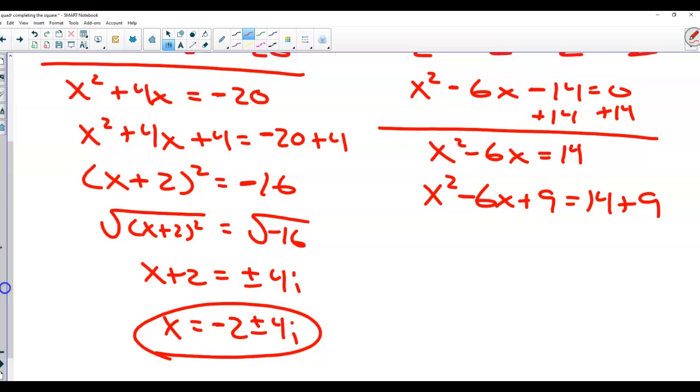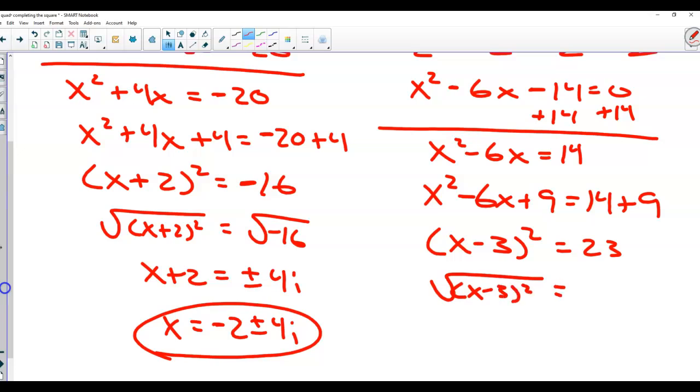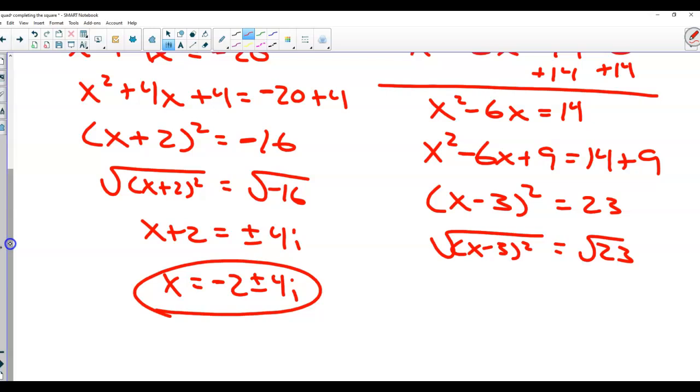When I factor this, though, the sign matters. It's x minus 3 squared. It's not x plus 3. We do keep the sign here when we factor it. And that equals 23. This works out nicely because you really can't take the square root of 23. There's nothing really to do with it.